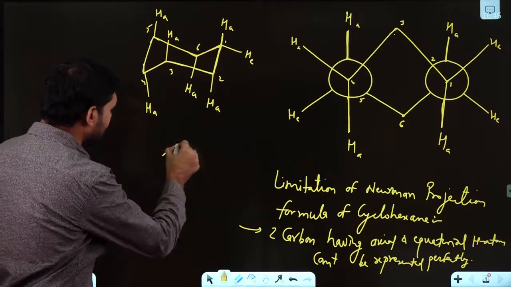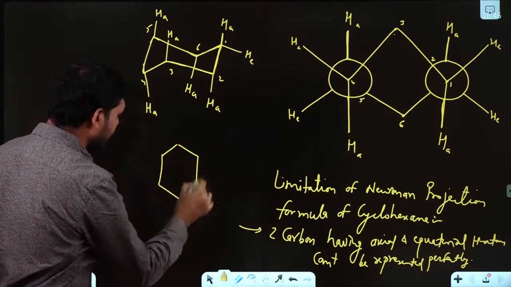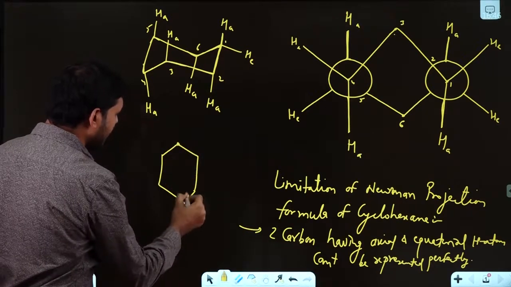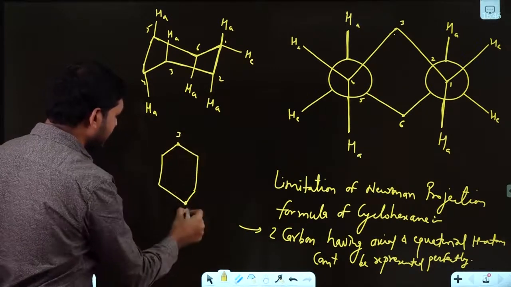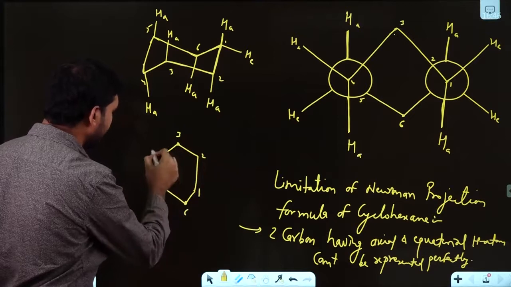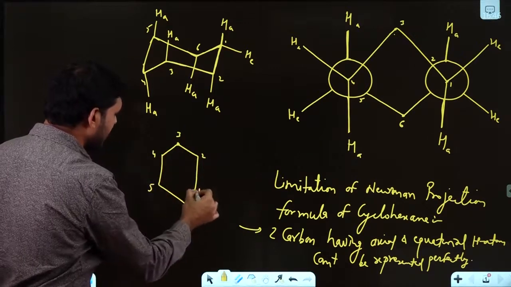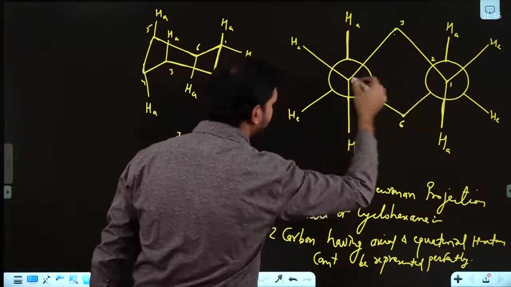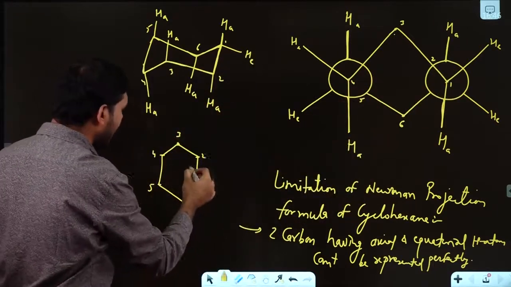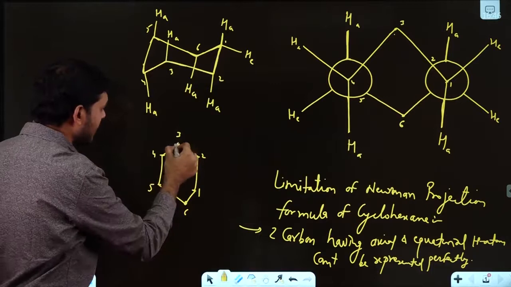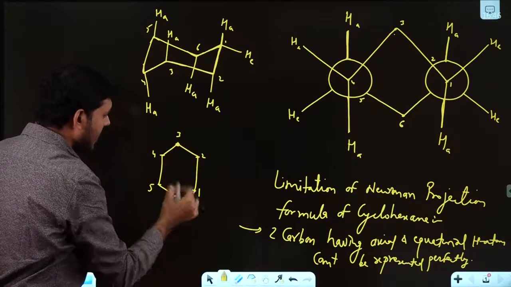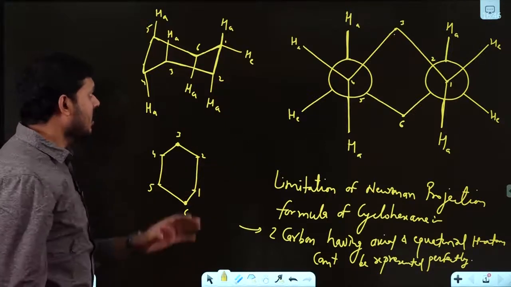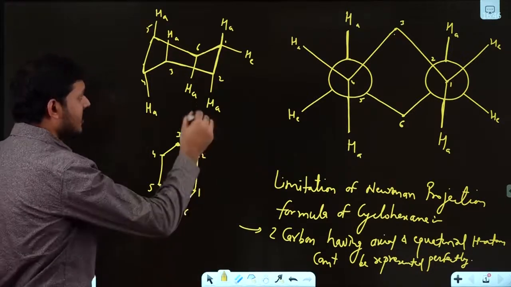If I simply draw the rigid form of cyclohexane, suppose this part and this part are your 3rd and 6th. Suppose this is 1, 2, 3, 4, 5. So this part is suppose your 1, 2 and this is your 4, 5. So this part and this part are represented perfectly, but we cannot represent this part and this part. So this limits us from drawing Newman, and it is better to use the chair conformer.